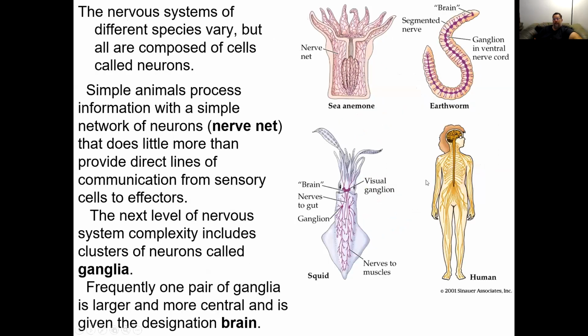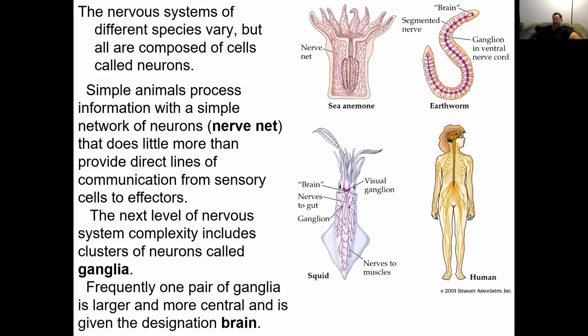So here are examples of nervous systems of a variety of animals. Here we see a pretty simplistic nervous system in the sea anemone. If you don't know what this is, it's basically related to a jellyfish. And so they have a nerve network that travels throughout their body, but you don't really see a central nervous system. It's mostly made up of a nerve net.